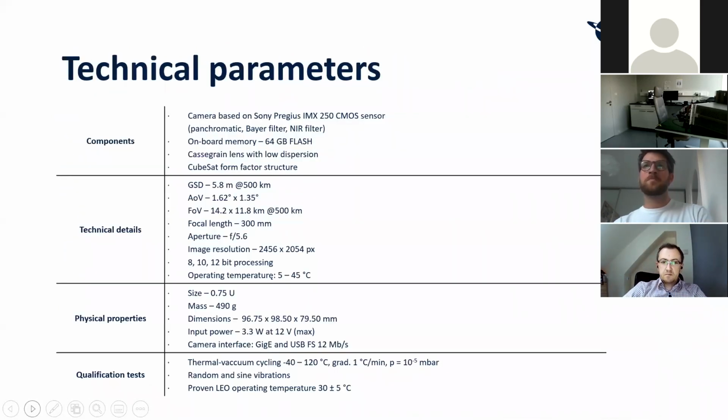Thank you, Grzegorz. So getting back to the technical parameters, there are just two main components. The camera is based on a commercial off-the-shelf CMOS sensor. It could be delivered in the panchromatic version, with just one broadband, or with a Bayer filter, so the outputs are RGB and near-infrared.